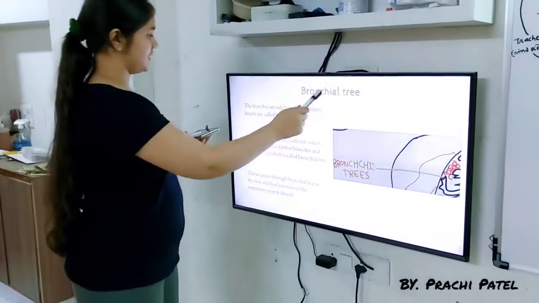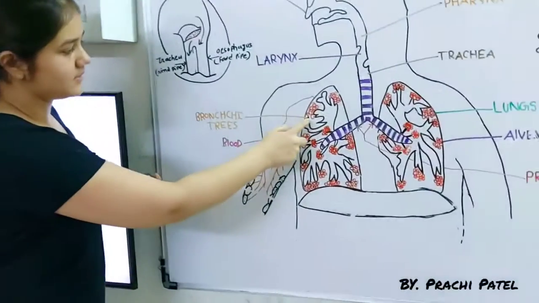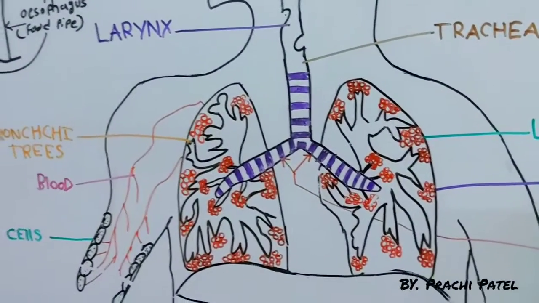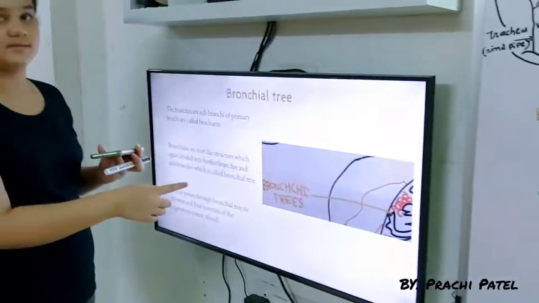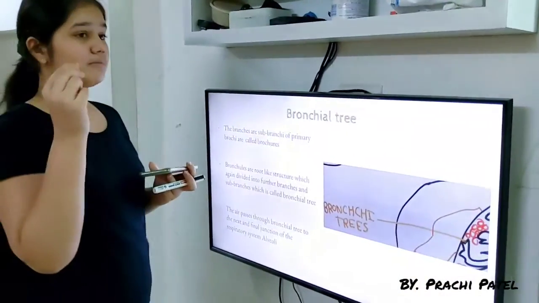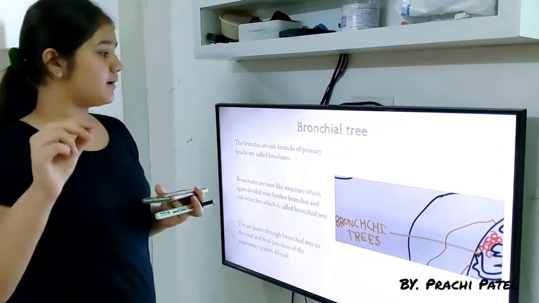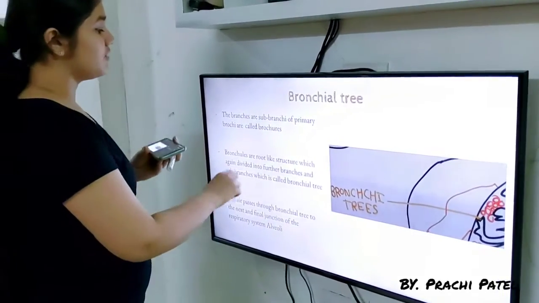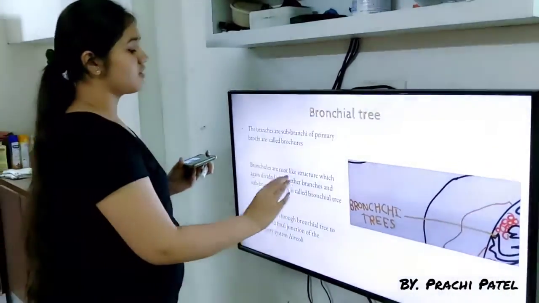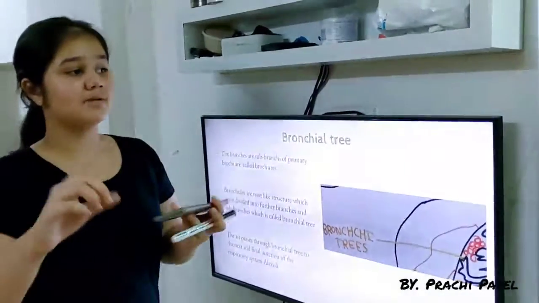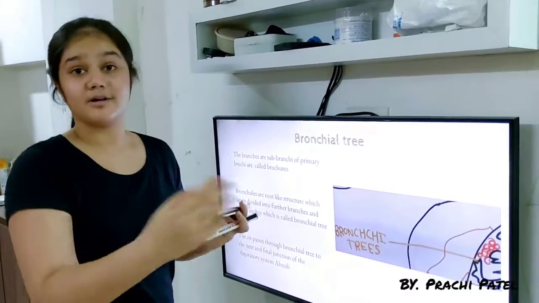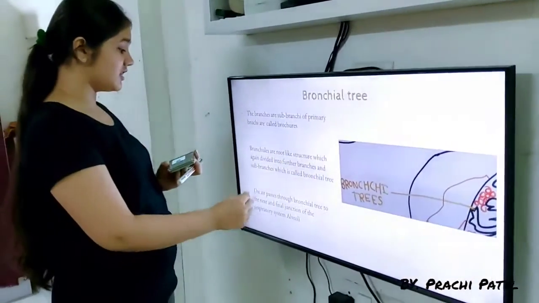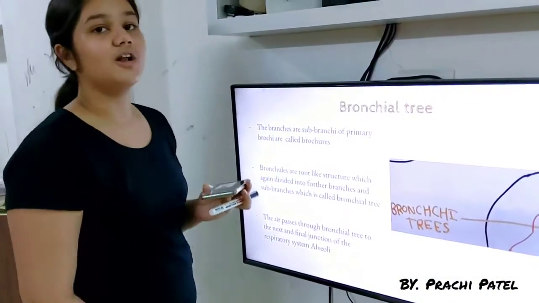Now let's go to the bronchial trees. These are the bronchial trees. The branches and sub-branches of the primary bronchi are called bronchioles. Bronchioles are a root-like structure which again divide into further branches, forming the bronchial tree. The air passes through the bronchial tree to the final branch of the respiratory system, called the alveolus.